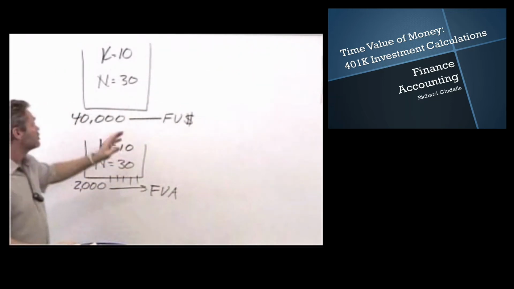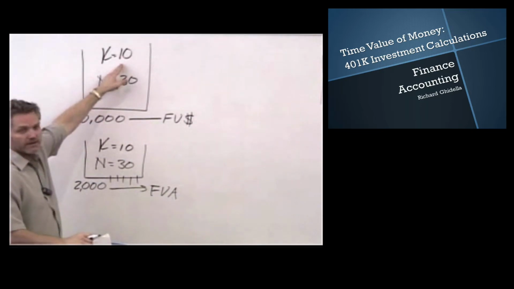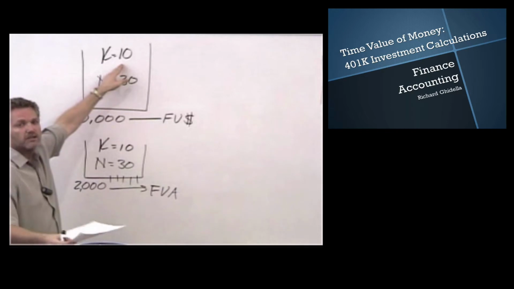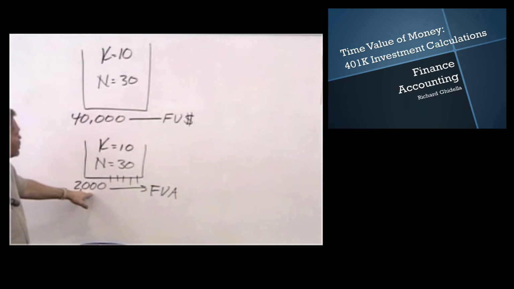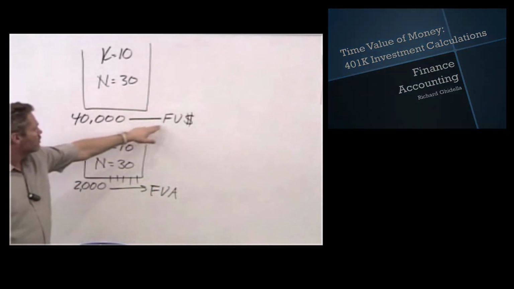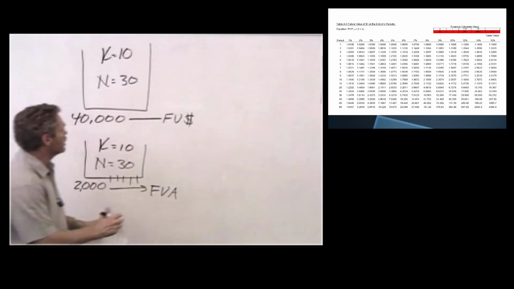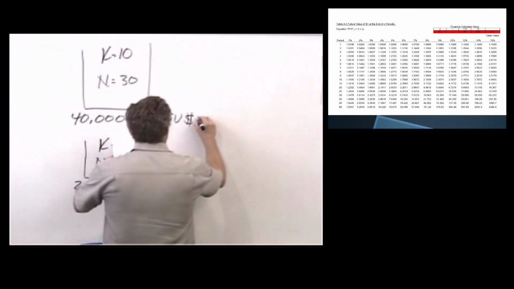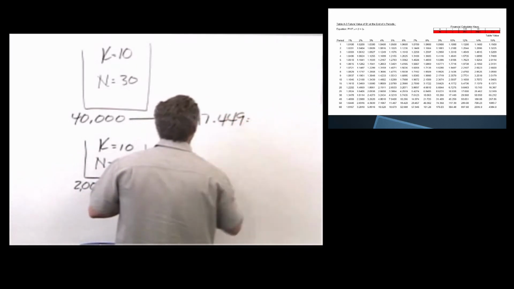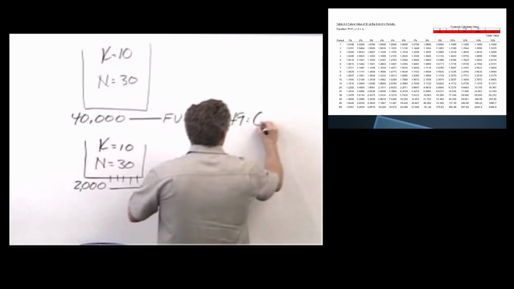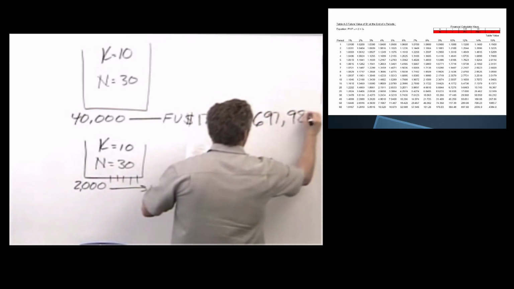We have $40,000 in the account. It's in a long-term stock fund earning an average of 10%. That's our best guess, obviously not guaranteed, for the next 30 years, and we're adding $2,000 more. So we look up our factor future value of $1, K equals 10, N equals 30, and we get a factor of 17.449. We multiply that across, and we get a value of $697,980.